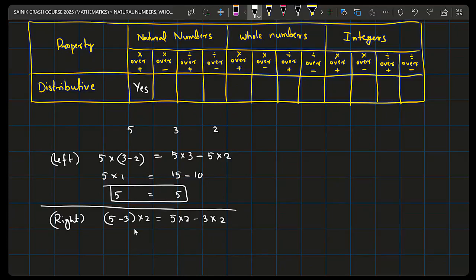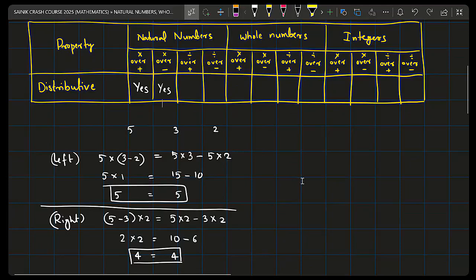And next, 5 minus 3 we will simplify first. That is 2 into 2. 5 2s are 10, 3 2s are 6. 2 2s are 4, 10 minus 6 is 4. So both left and right are satisfied. So we can clearly see that you can take any three natural numbers and check. Multiplication is always distributive over subtraction also. So multiplication over addition, distributive property satisfied. Multiplication over subtraction also satisfied.